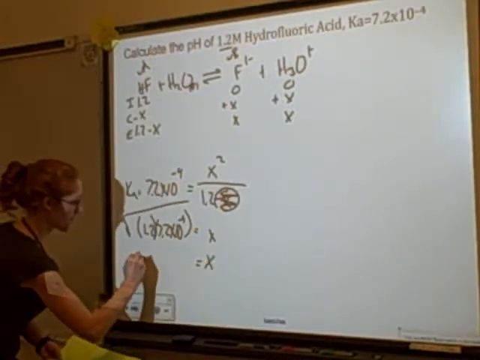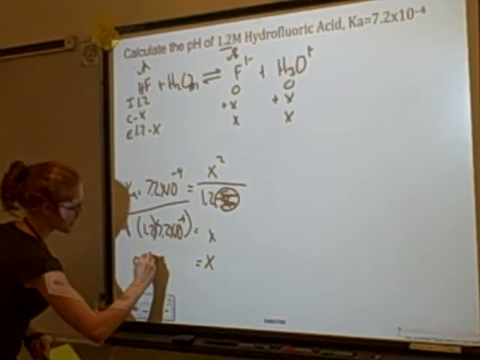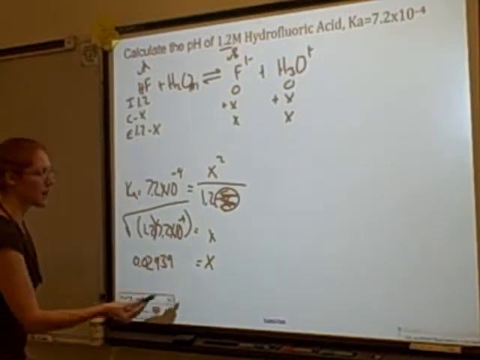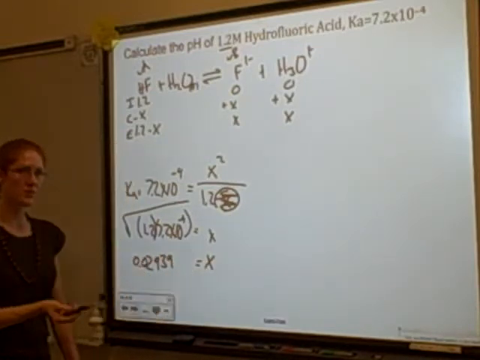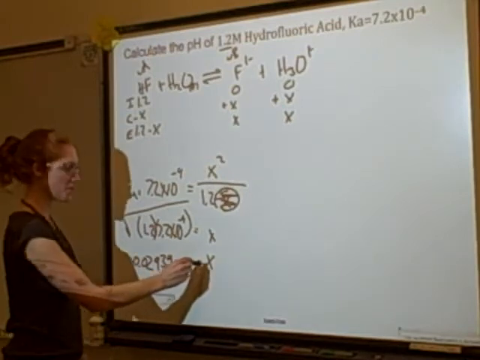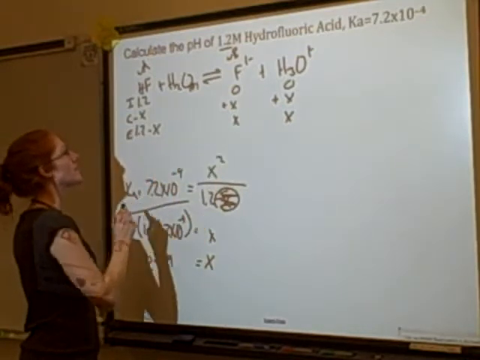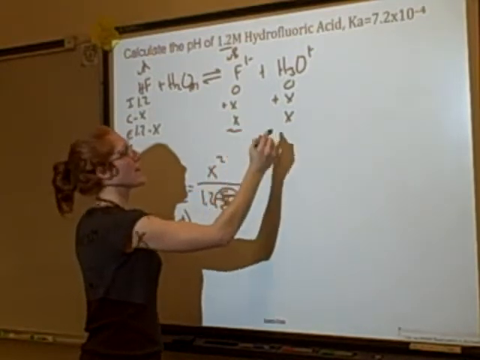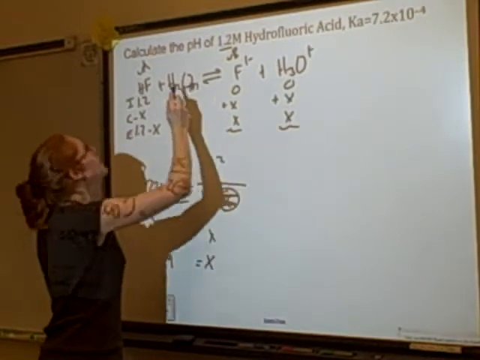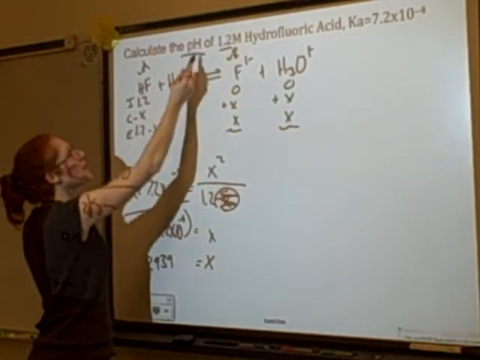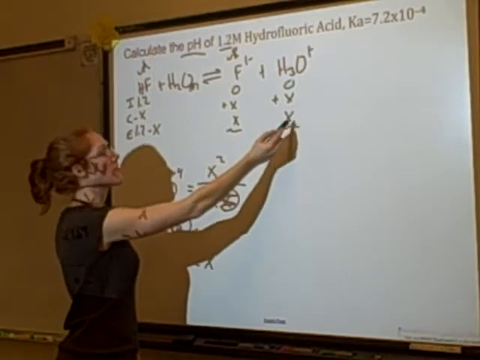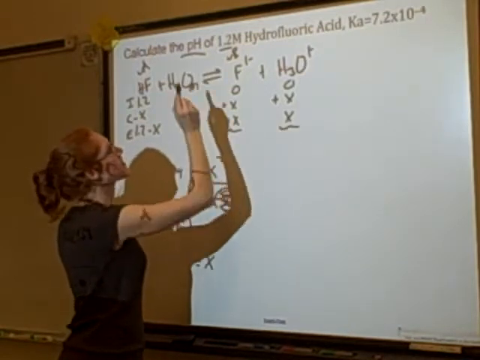0.02939 for x. These problems are so long, sometimes you solve for the x and you don't even know what you solved for. Well, you just solved for the amount of fluoride and the amount of hydronium. We're looking for pH. pH is the negative log of the concentration of the hydronium, so we're going to use this x to get that.